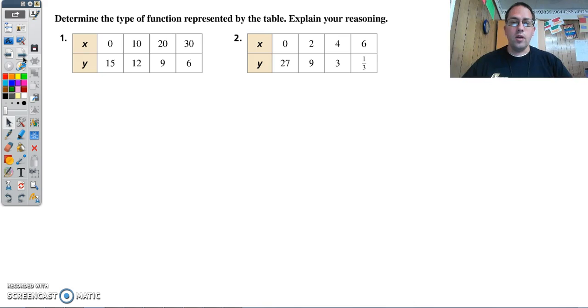All right? And speaking of which, I would like you to work these two out. Not trying to solve for the equation, we just want to know what kind of equation it is. All right, so pause the video, work these two out, then come back and check your answer.